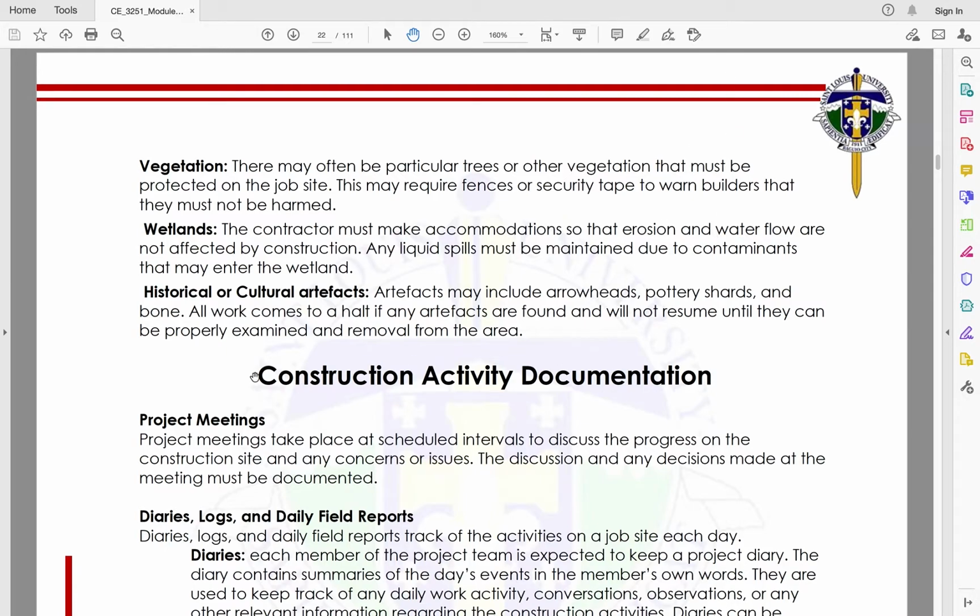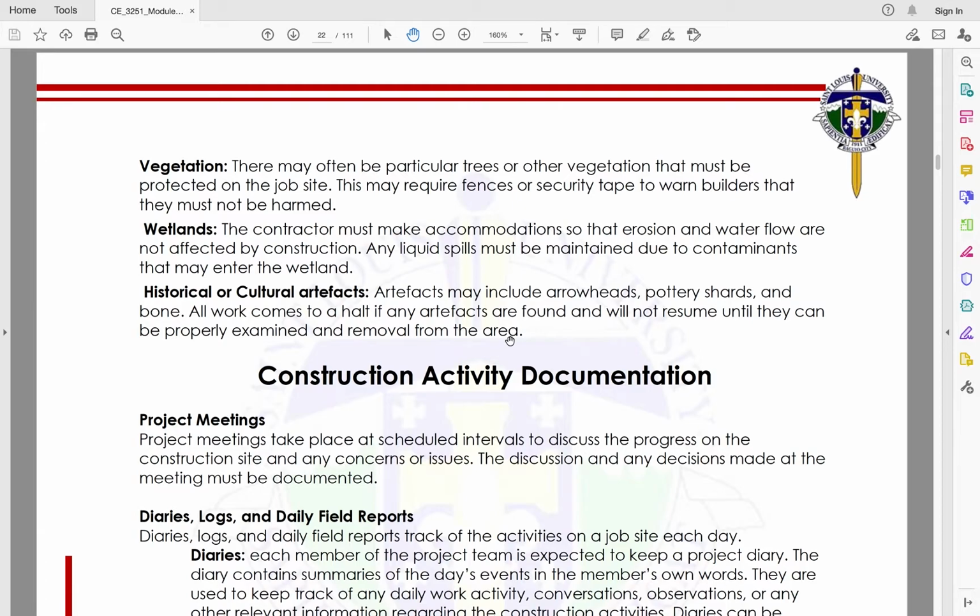Okay? Then historical or cultural artifacts. Artifacts may include arrowheads, pottery shards, and bone. All work comes to a halt if any artifacts are found and will not resume until they can be properly examined and removed from the area. So pag may nahukay na artifacts, mag-i-stop definitely muna yung construction natin.